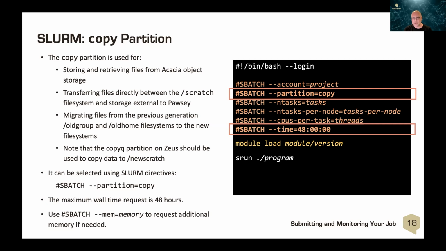The nodes in the copy partition have only 32 cores each and 89 gigabytes of available RAM. By default, a job won't have access to all of the node's memory. If you run into issues with insufficient memory, you should add an explicit memory request directive to your Slurm batch script.